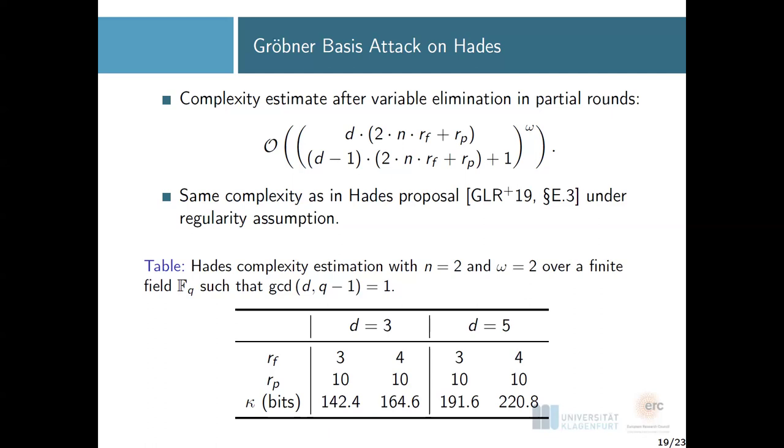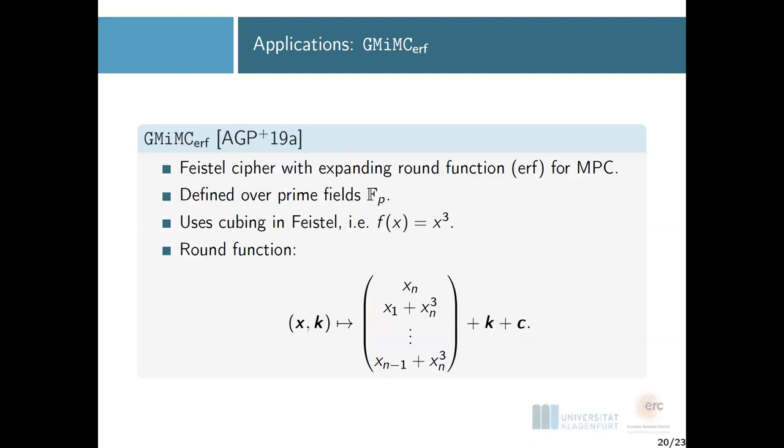Okay, and the last primitive that I analyzed in the paper is GMiMC, which is a generalized Feistel network, also based on cubing. And what I depicted here is the round function of GMiMC with expanding round function. And for GMiMC, you can also prove generic coordinates. Well, actually, there's a matrix multiplication missing here. But anyway, for GMiMC, you could prove generic coordinates by transforming the polynomial system. I mean, you can see here, the nonlinear component is always x_n to the power of 3. So you fix one nonlinear equation, and with this fixed equation, you cancel x_n to the power of 3 in the other equations.